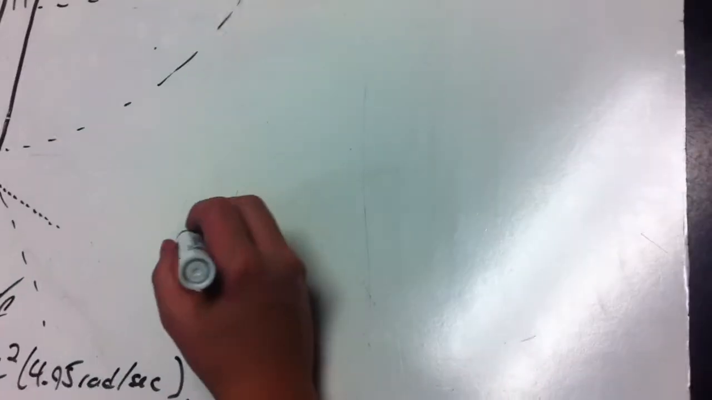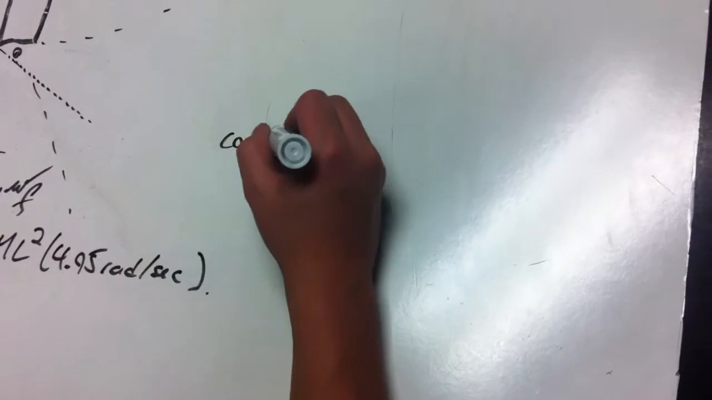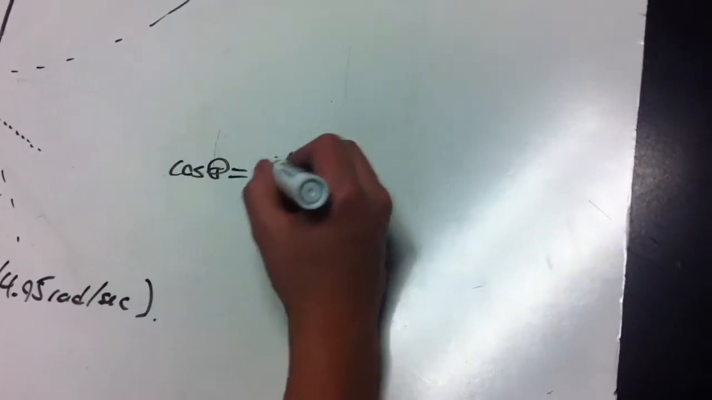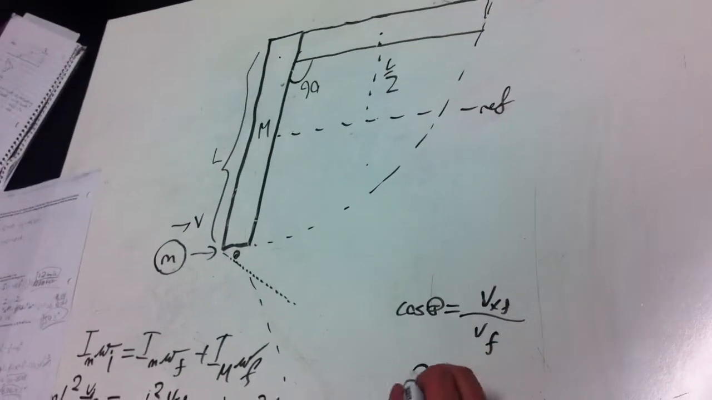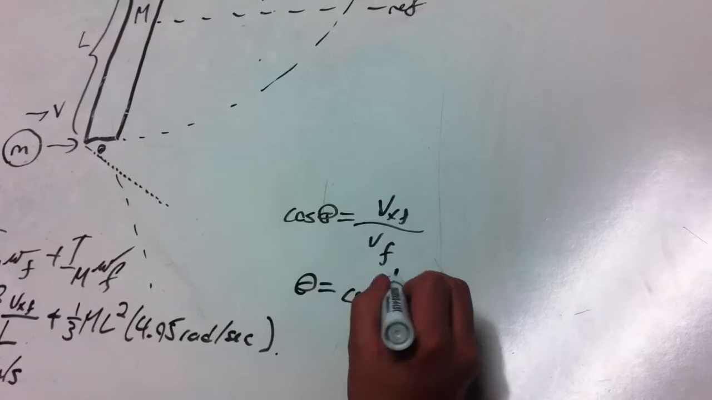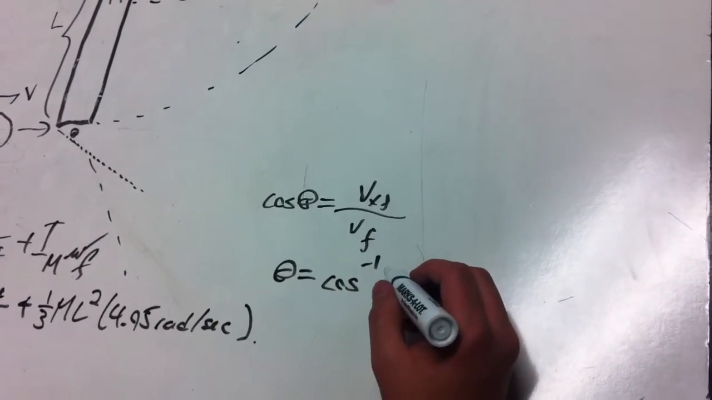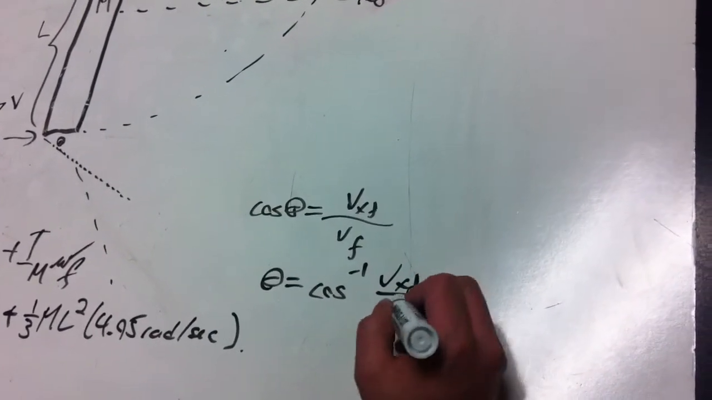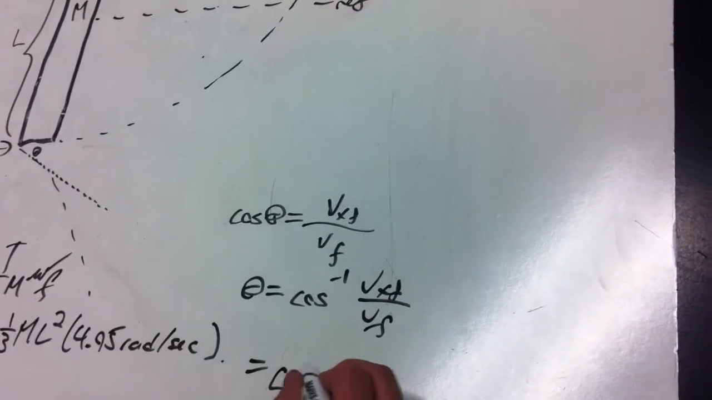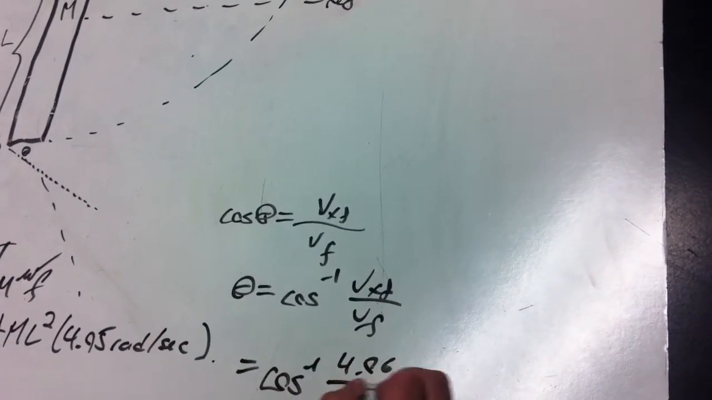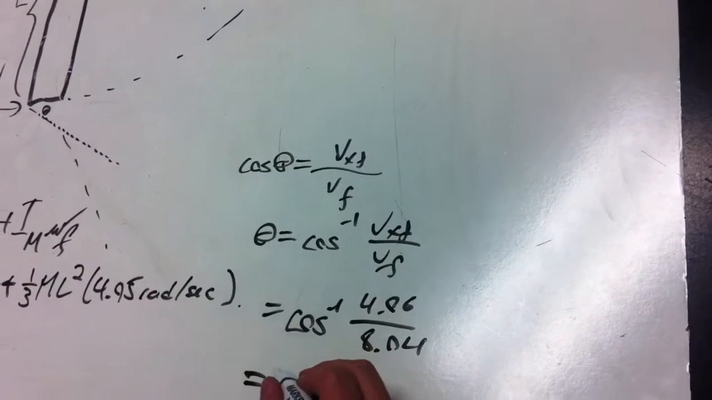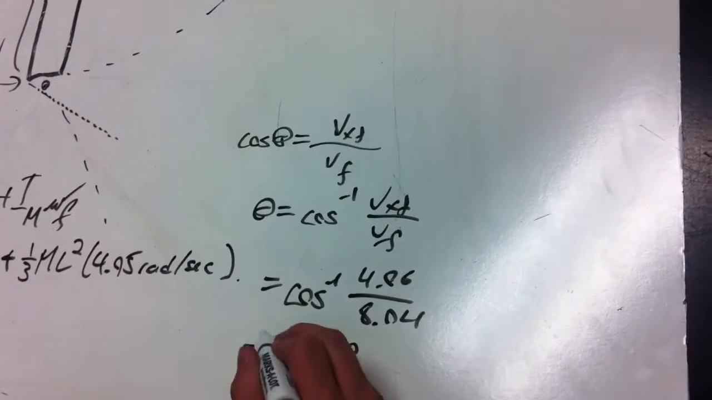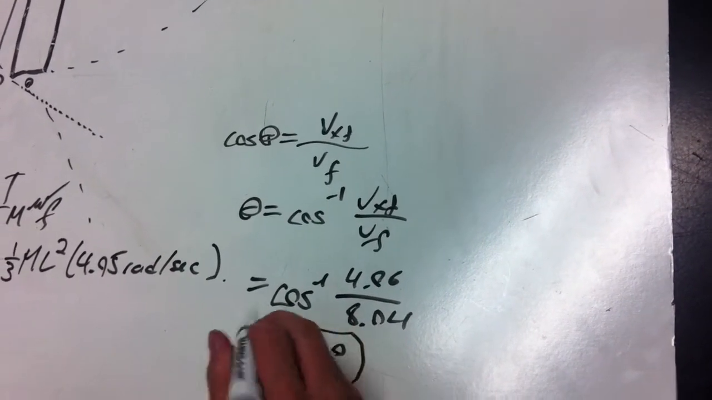So we know that cos of theta is equal to v x final over v. So theta is then just equal to the inverse cosine of 4.06 over 8.04, which is approximately 59.3 degrees. And we have time.